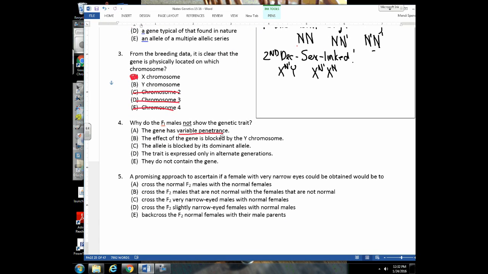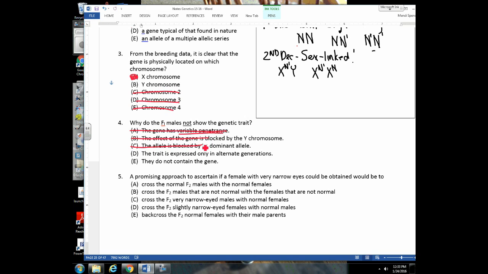If you've never seen this word before, never select it. There's no definition of this word in a question prompt or anything like that, so don't select it. You have to trust that I've taught you all the different ideas that I need you to know for the AP exam, and that's not one of them. The effect of the gene is blocked by the Y. Well, that would mean that the Y and the X are homologous and that there's an allele on one that can cover up the allele on the other. We know that's not the case. The allele is blocked by the dominant allele. This is incomplete dominance, not complete dominance.